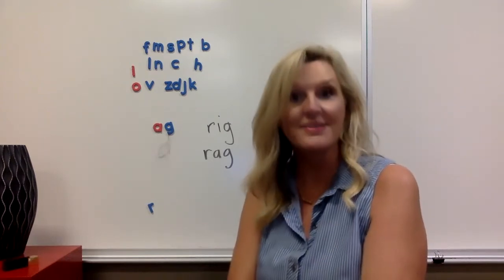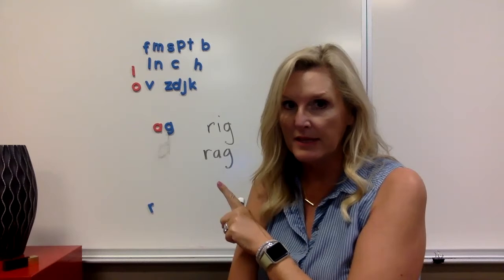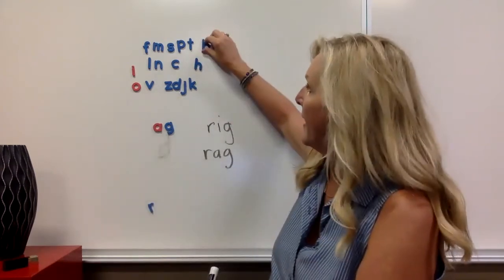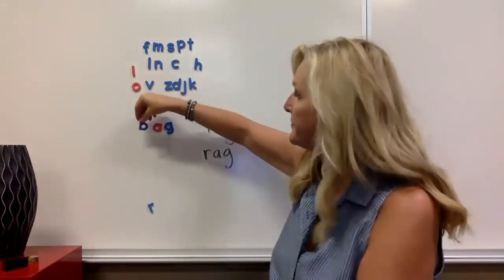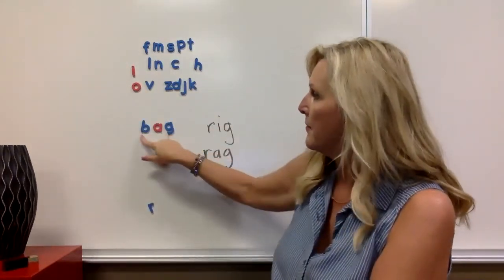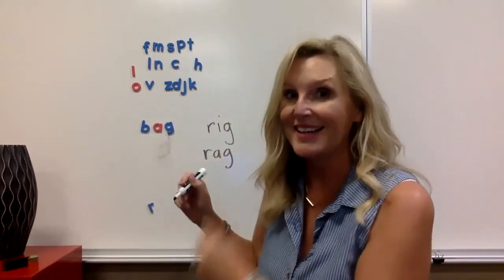B-ag. So what letter is at the beginning of that word, bag? We hear the B sound, and we know that's letter B. Now, how can I help myself in finding the B? The bat and then the ball. So I'm going to get my bat and then the ball, letter B. Now let's check it. B-ag, bag. That word is bag.